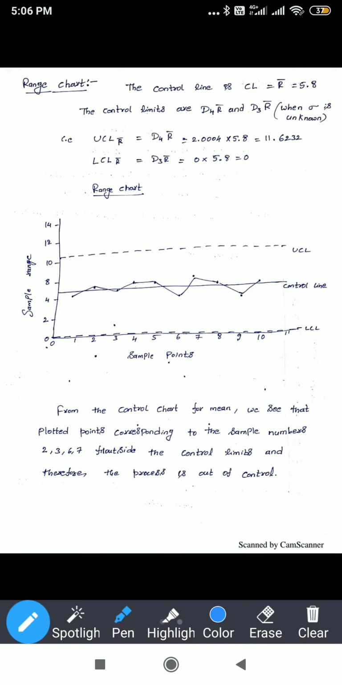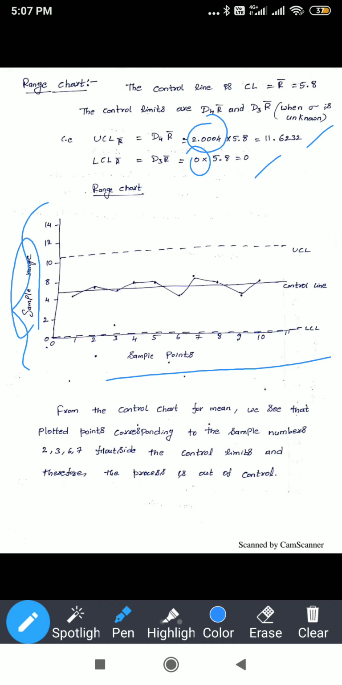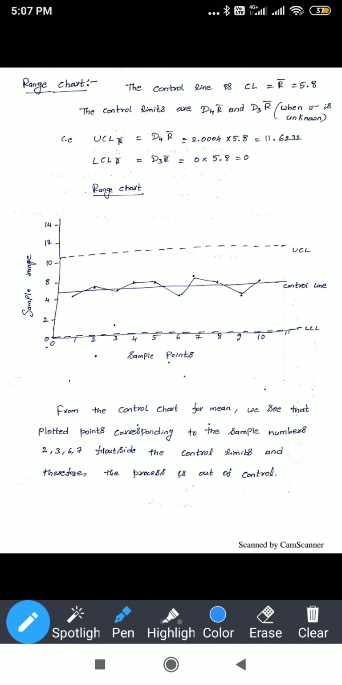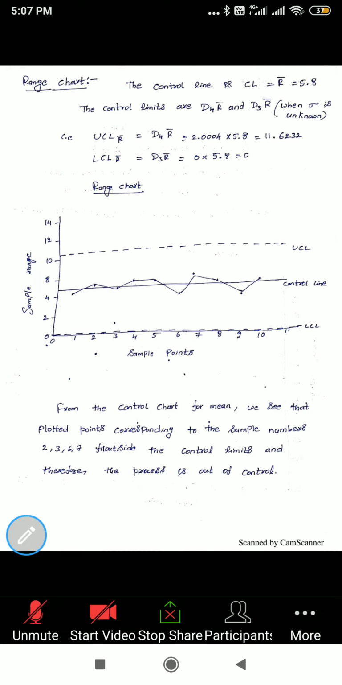So, when substituting D4 and D3 values, you got UCL is 11.6232 and LCL is 0. Now, come to the graph. This is the range chart. Same sample points on the x-axis, and on the y-axis you have to keep the values of sample range.